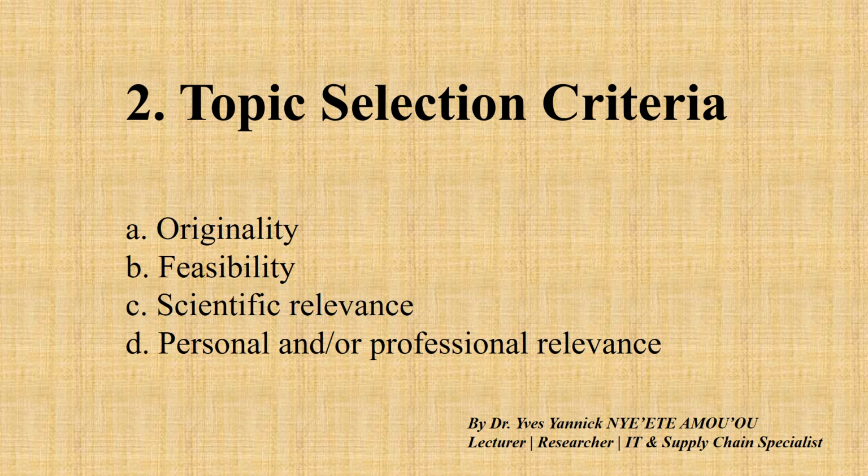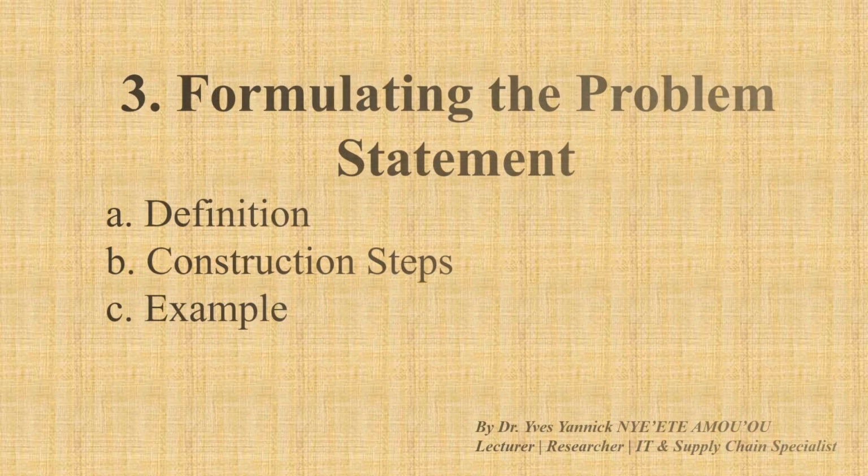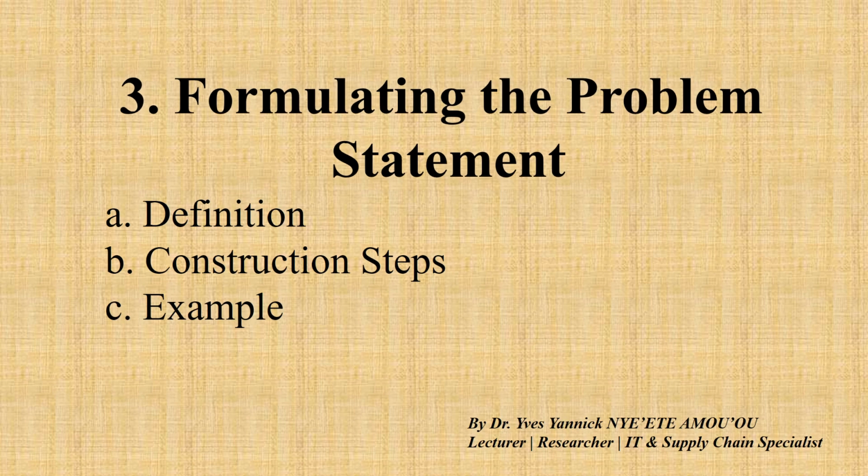In section 3, entitled Formulating the Problem Statement, this section helps you to articulate the core issue your research aims to solve. We also build it with three elements. The first is the definition. What am I calling a problem statement? The problem statement is a clear, concise description of the issue your research addresses.